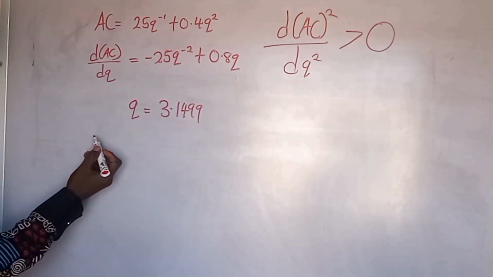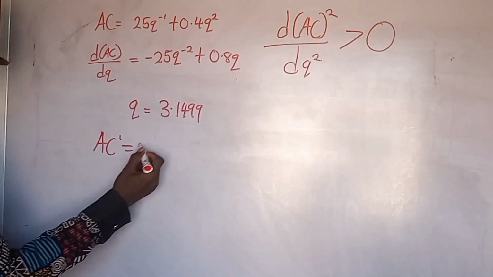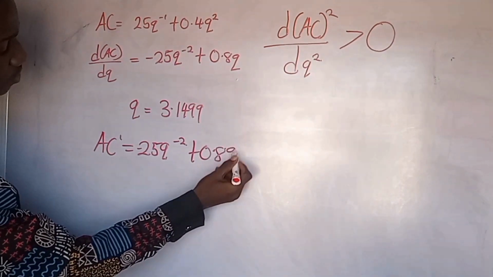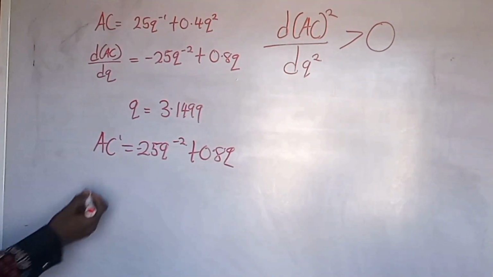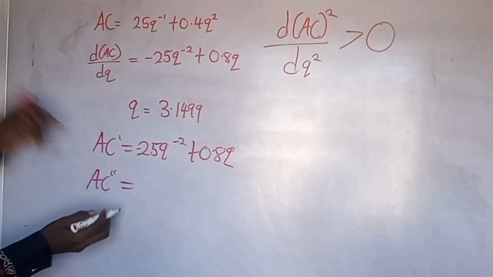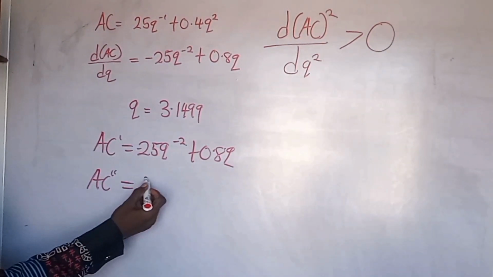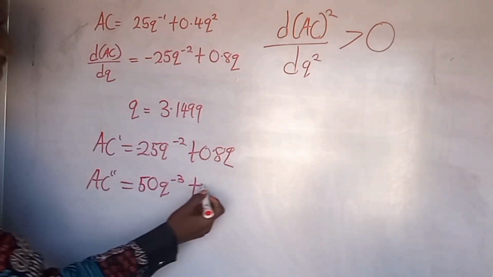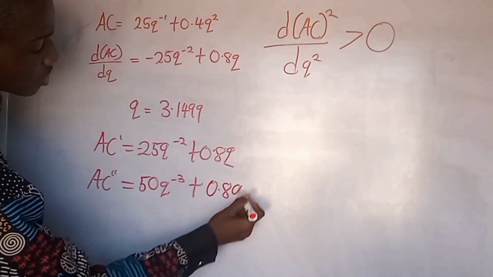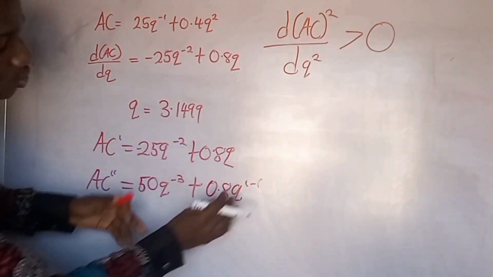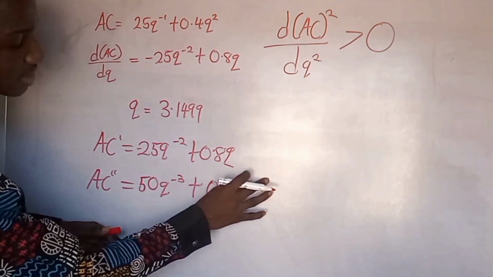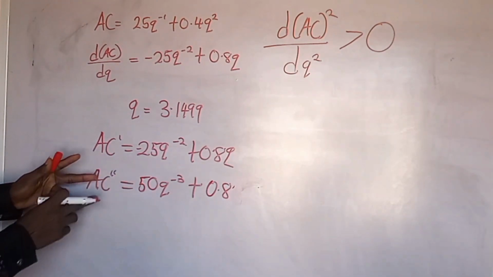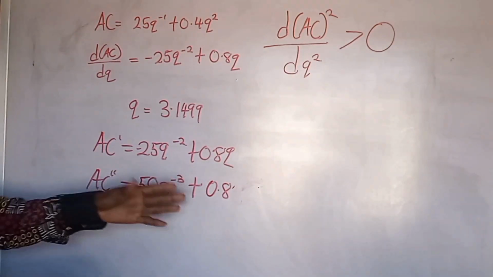Don't forget that the first derivative of AC is minus 25q raised to the power of minus 2 plus 0.8q. Now, we want to take the second derivative of this function. We have minus 2 multiplied by minus 25, that is 50q raised to the power of minus 3 plus 1 multiplied by 0.8q raised to the power of 1 minus 1. That is 1 minus 1 equals 0, and q raised to the power of 0 is 1, so there is no need of writing this. So the second derivative now is 50q raised to the power of minus 3 plus 0.8.